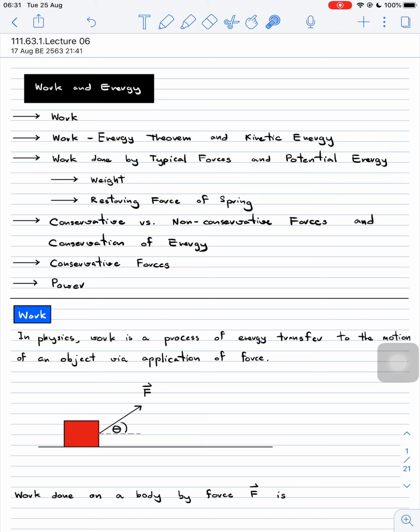We talk about the conservative and the non-conservative forces, and then the conservation of the energy. And then we can point our interest to the conservative forces. So we're going to have the link between the conservative force and the potential energy here. And then finally we talk about the power.